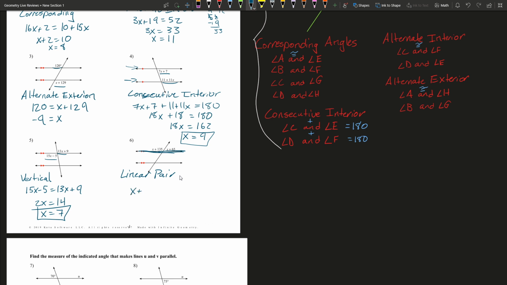So x plus 135 plus x plus 65 is equal to 180. So 2x plus 200 is equal to 180. Subtract 200 from both sides, so 2x is equal to negative 20, so x is equal to negative 10.